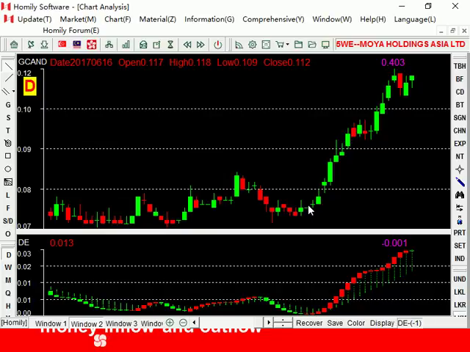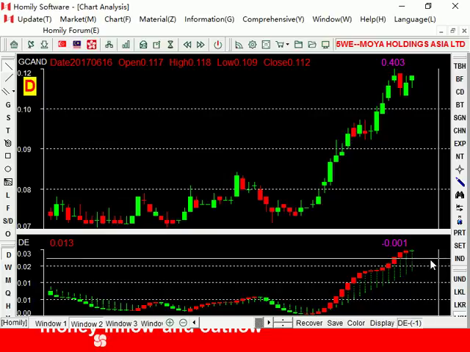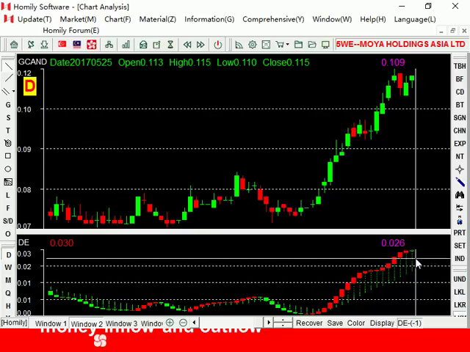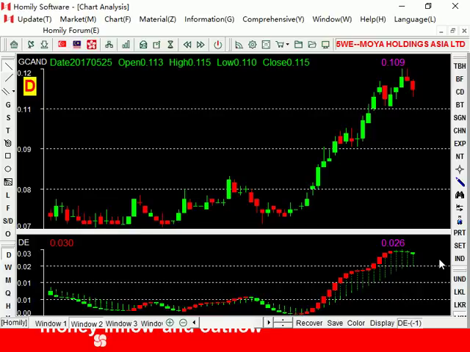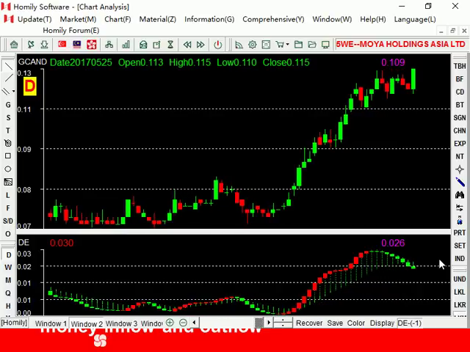Start to outflow, right? Because the red turned to green. But we can see the shadow: downward shadow, upward shadow, upward shadow, downward. So which means still okay. Then you wait and see. But you should know here.